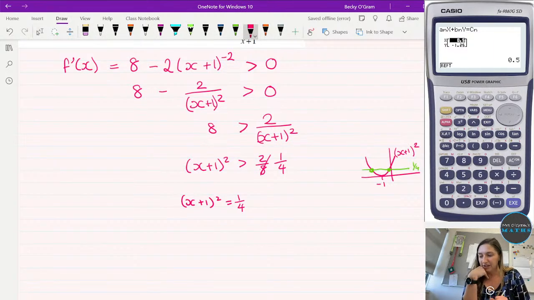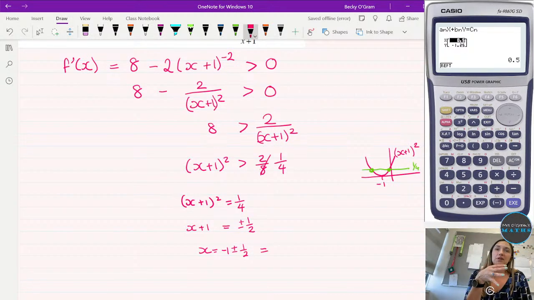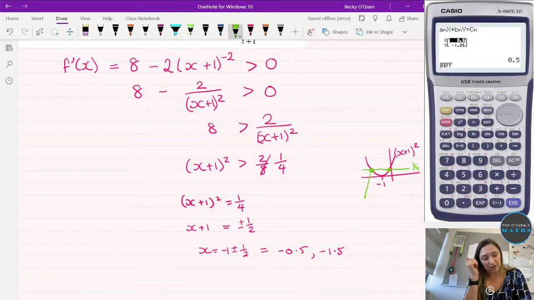Right, setting that equal to a quarter, now we can square root both sides. So that's plus or minus a half. So x will be -1 plus or minus a half. So x, if we do -1 plus a half, we're going to get -0.5. And if we do -1 minus a half, we'll get -1.5.